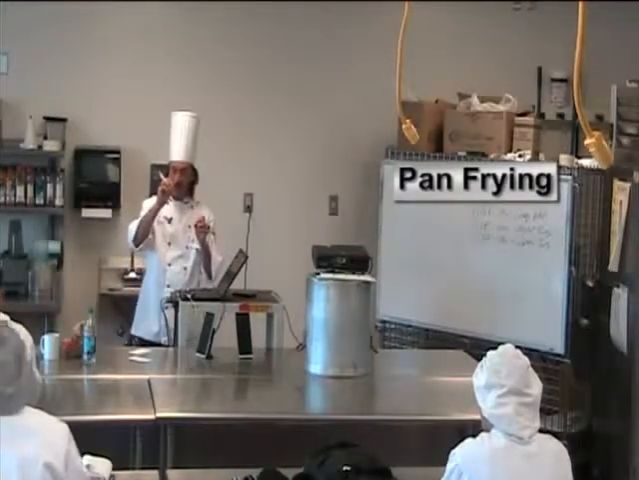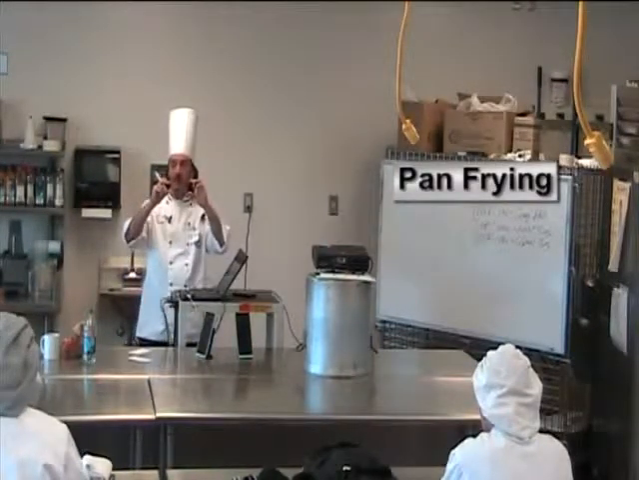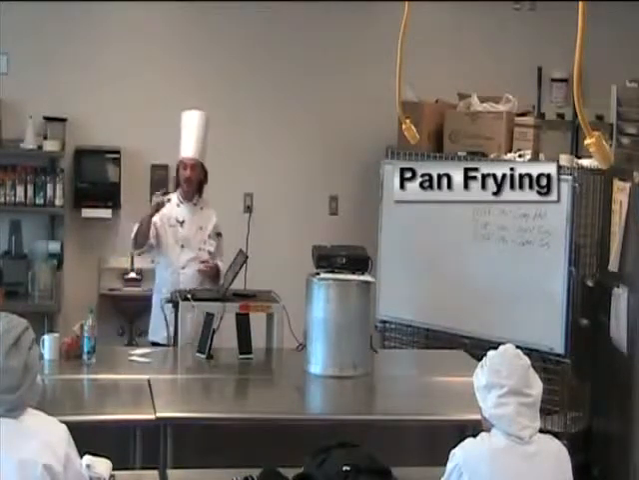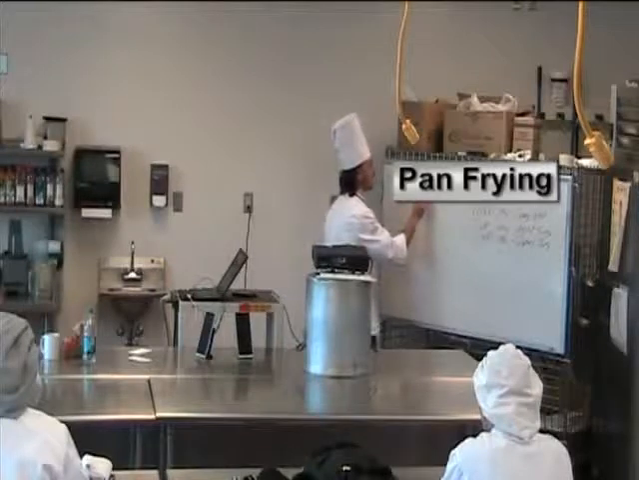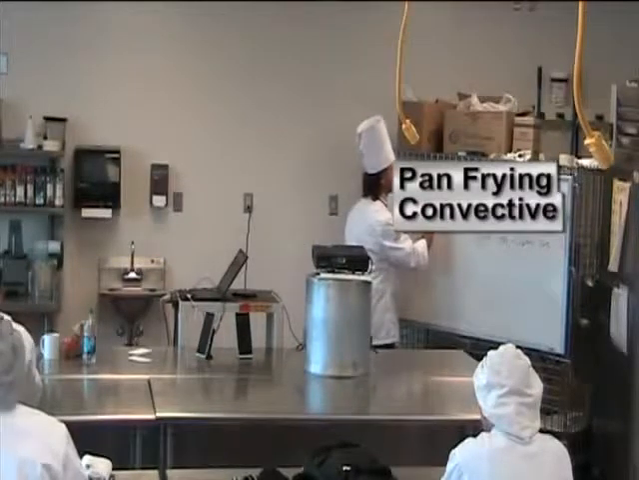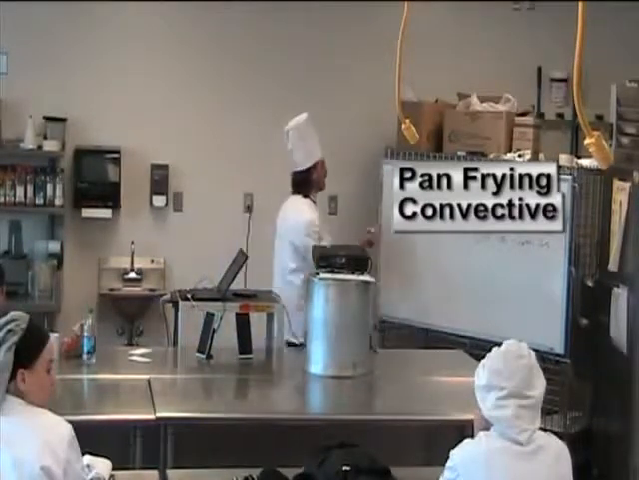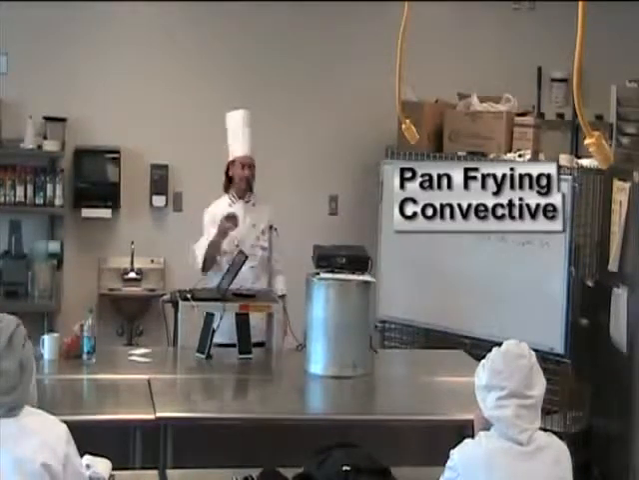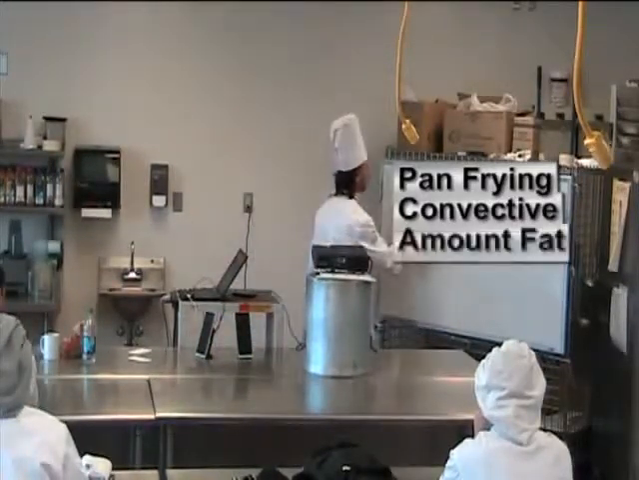Well, rather than saute with a real small amount of oil, when we start to fill the pan up halfway with oil, now the oil becomes the medium for the heat. So this is a convective cooking process. So the difference between pan frying and saute, which we just touched on, is the amount of fat. Very simply, the amount of fat that you put in the pan, or the amount of oil.